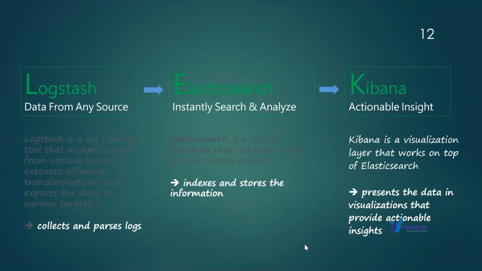Then Elasticsearch is a NoSQL database that's based on the Lucene search engine. And if you ask me for the one-liner definition, it just indexes and stores the information. And Kibana is a visualization layer over Elasticsearch, and it gives the visualization of the data which is being stored in Elasticsearch.